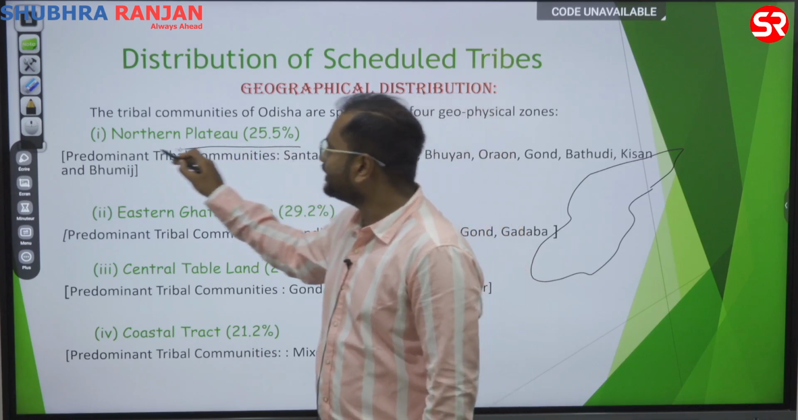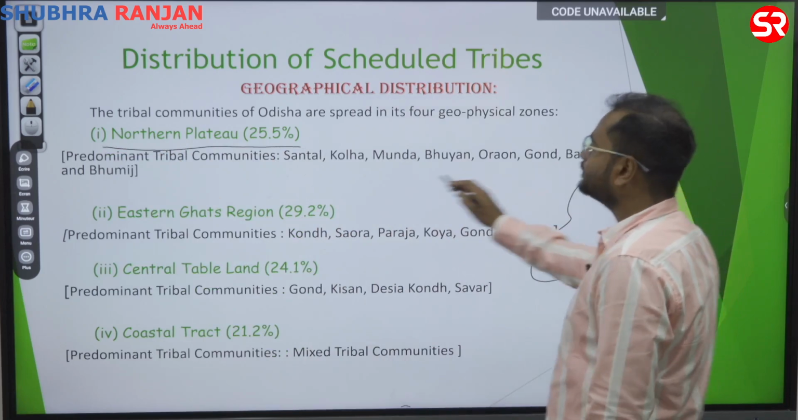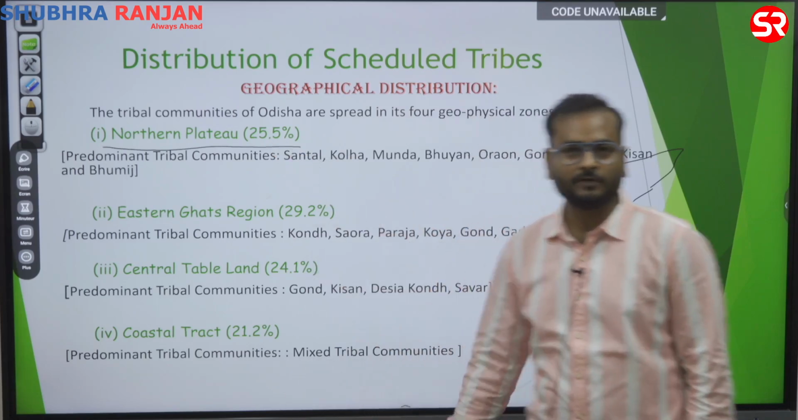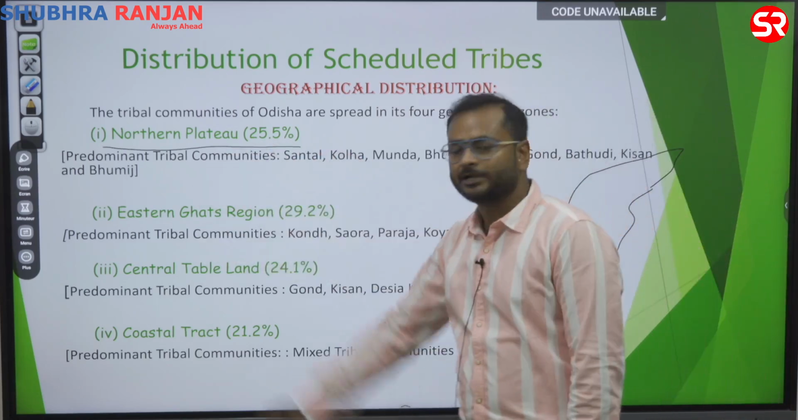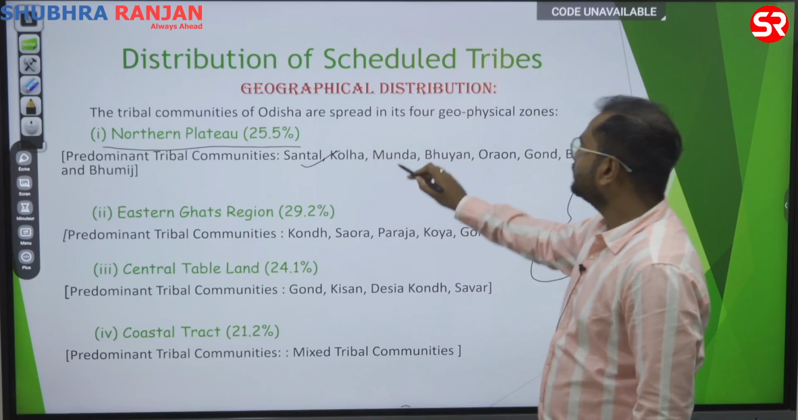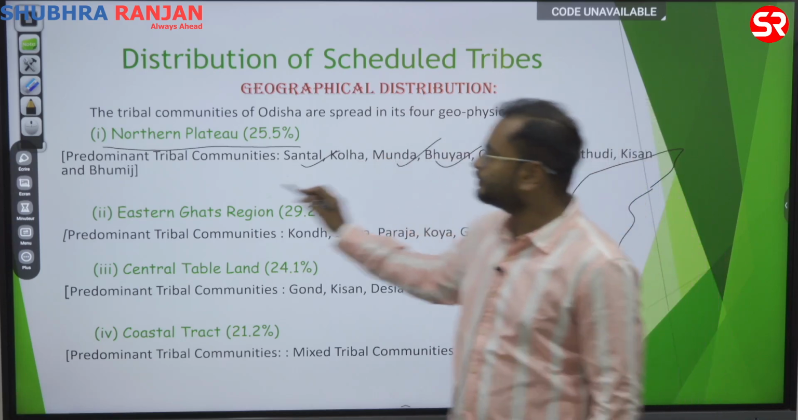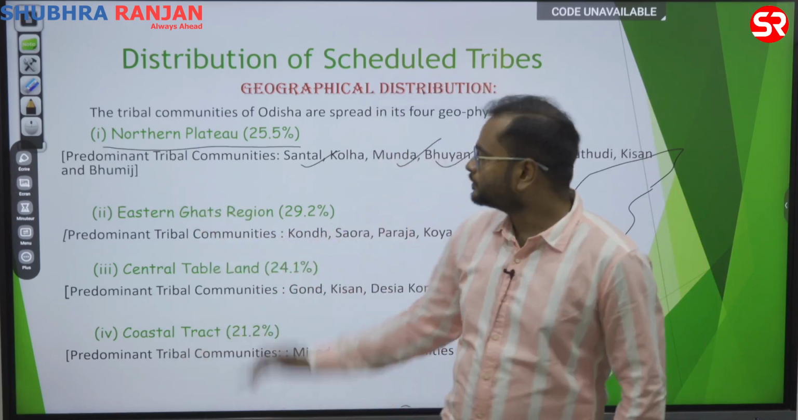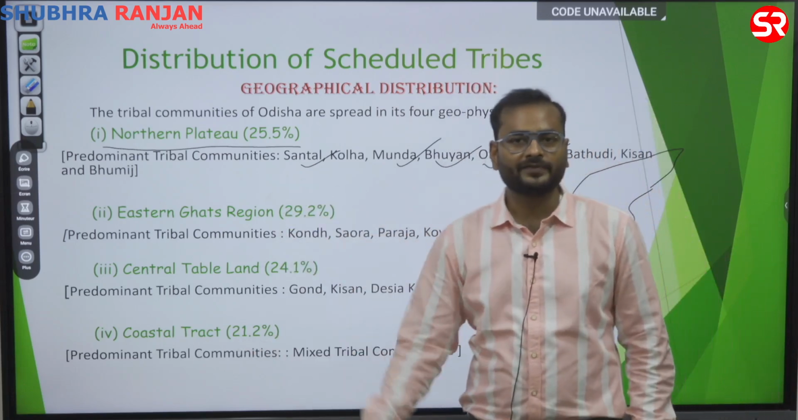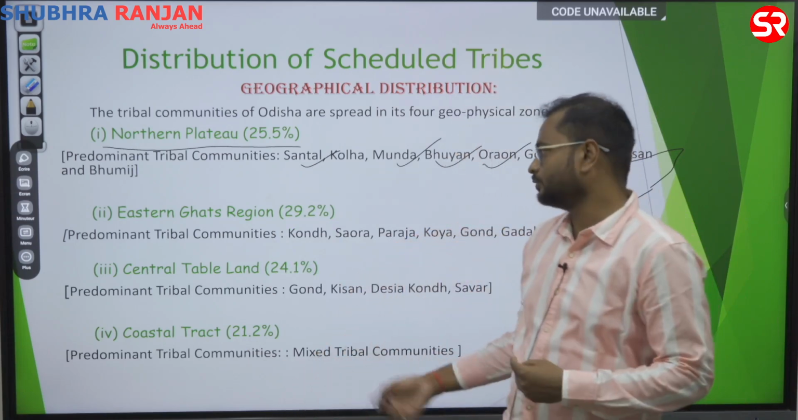the northern plateau part of Odisha has quite close to 25% of the tribal communities living there. What are those predominant tribal groups? Like the Santal, the Munda, the Bhuiya, the Oram, the Gond. These kinds of predominant tribal groups are found in the northern plateau. You have to mug up these facts. If a question comes in the mains examination, you have to be able to answer it.